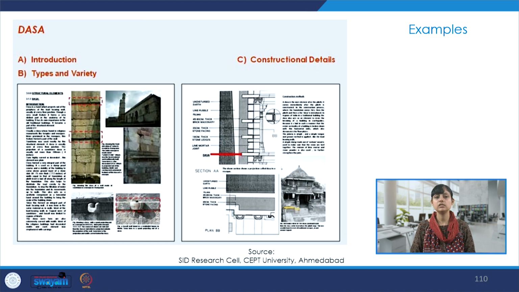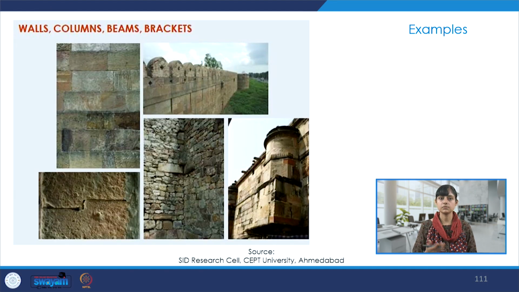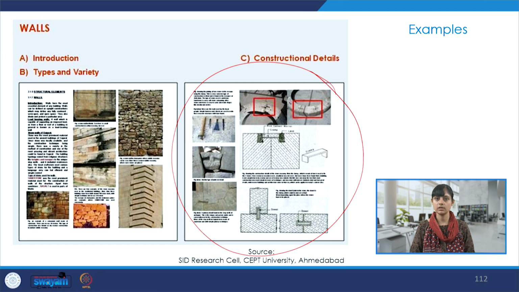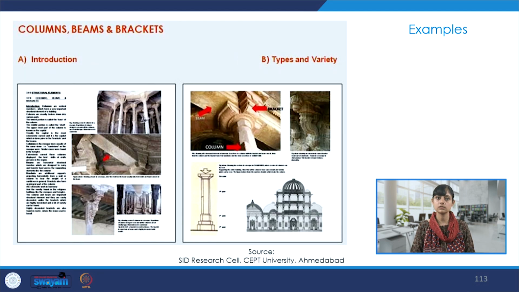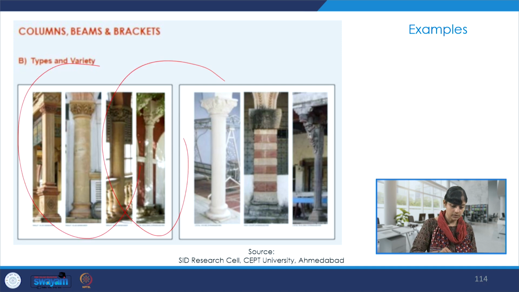So what are the details, how were they constructed, and different kinds of elements and what is their type and variety. Walls, columns, beams, brackets, we see all these examples over here. Again, the details. So this is a very elaborate book and has lots of interesting details. Then this is columns, beams and brackets. Here also we see types, varieties, and constructional details. Here are different examples of columns.